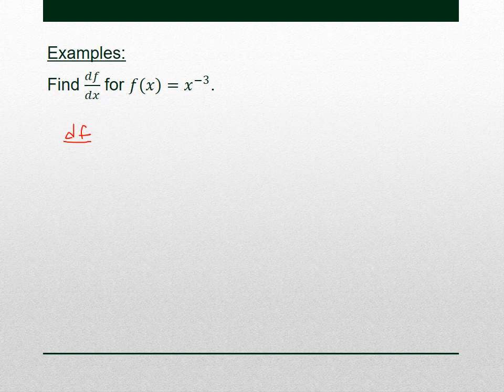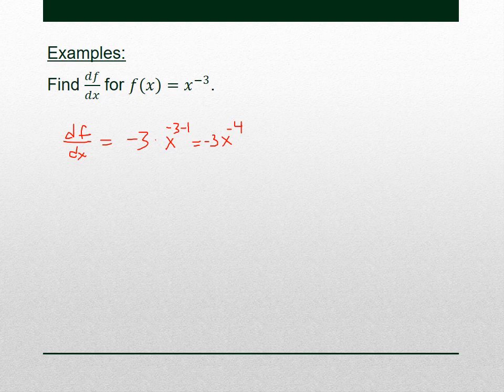All right, let's do another example of that. Find df dx, the derivative, for f of x is x to the negative 3. Again, that's x to the something, so we're going to use the power rule. We pull the negative 3 out into the front, and we multiply by x to the negative 3 minus 1. So that would be negative 3 x to the negative 4. There's df dx. Pull the negative 3 down, reduce the exponent by 1.